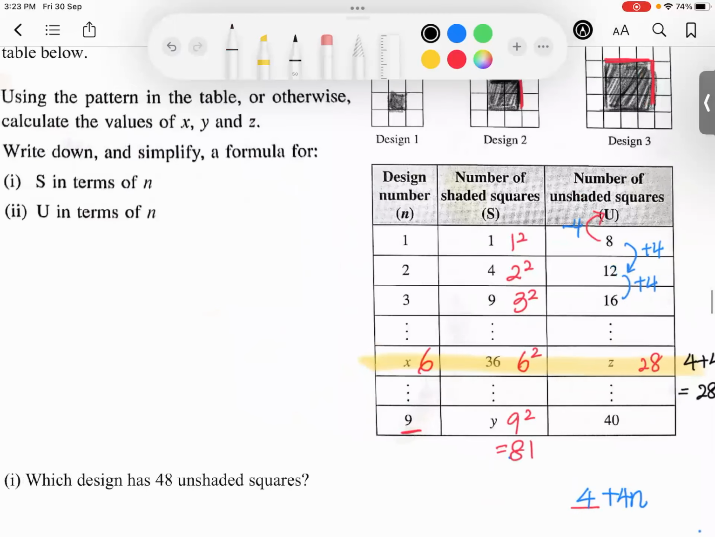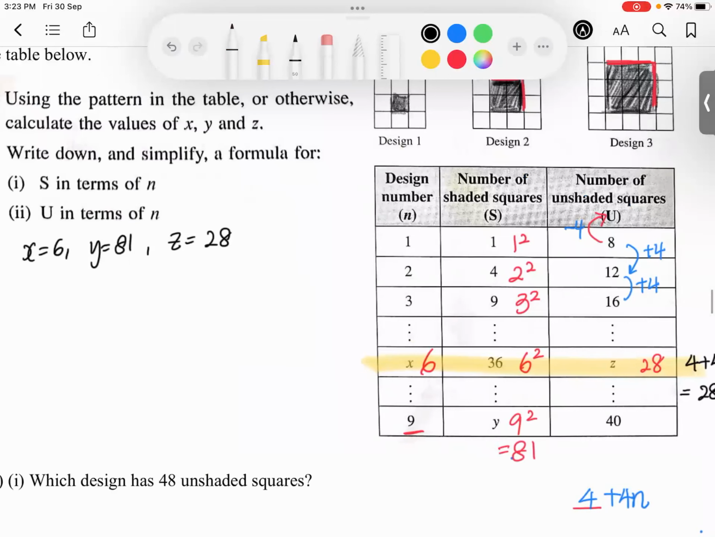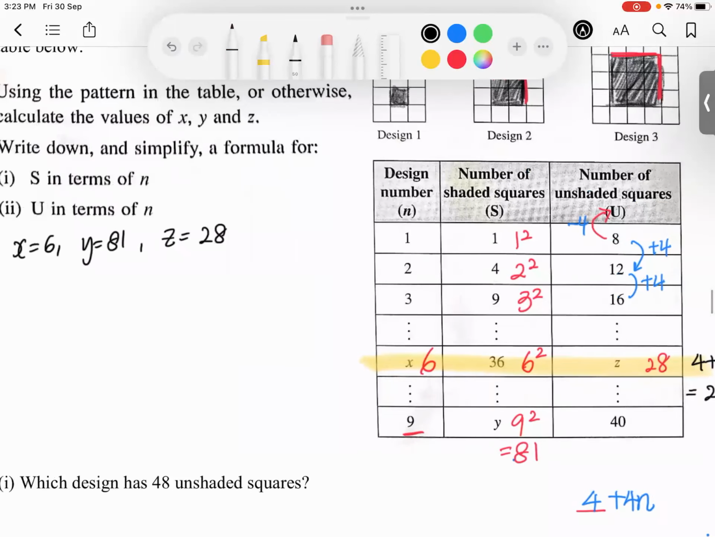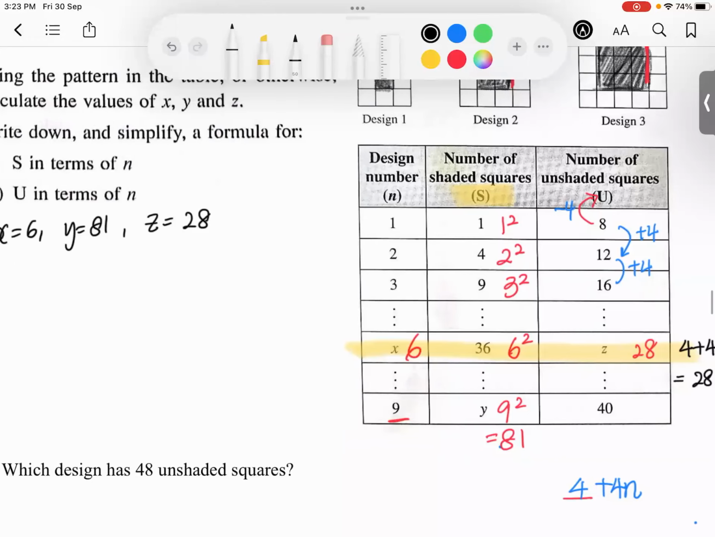Y is equal to 9 squared, which is 81. Z is equal to 28, according to this formula. Write down and simplify a formula for S in terms of n. Where is this letter S? Pattern S is this one down here. Okay, pattern S is looking at all the square numbers.